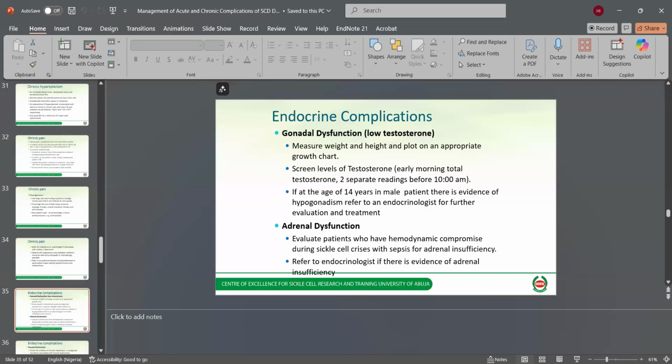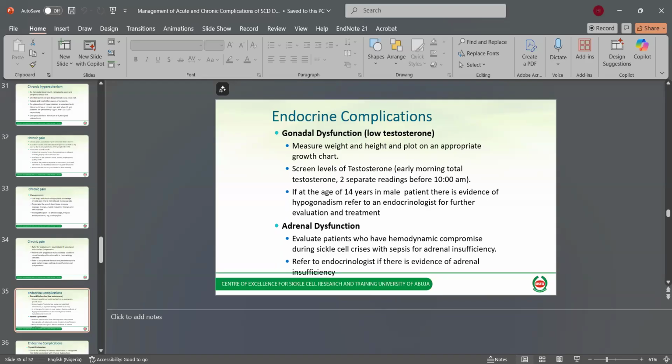Endocrine complications. As we saw yesterday, the endocrine organs can be affected by sickle cell disease. Most of the time, patients that have chronic transfusion develop transfusion iron overload. This iron is usually deposited in vital organs such as the liver, the endocrine organs, even the heart, and this can lead to hypofunction of these organs.